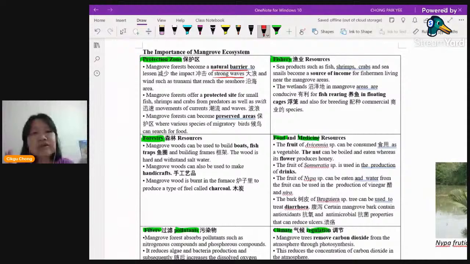So they are the ones that absorb the impact. So they are a natural barrier. They will resist the impact from the wind. So they are the first, we call it tangzhu, okay? They will menghalang. So this is also a protected site. It's a habitat for shrimps, fish, and crabs, and a lot of lala and all that.